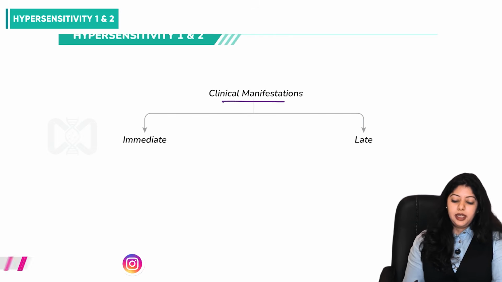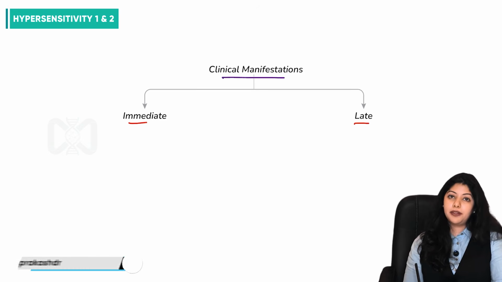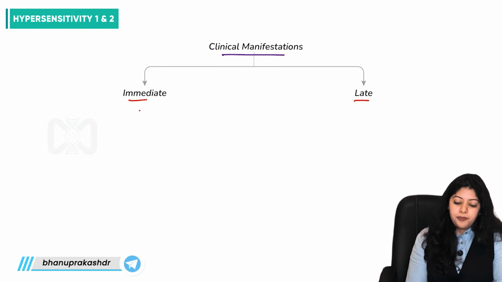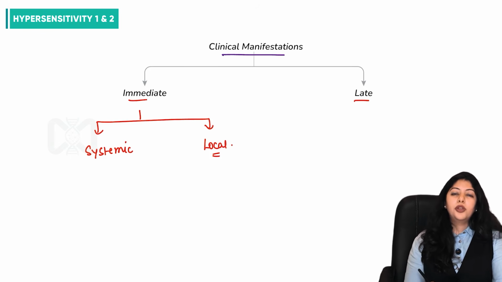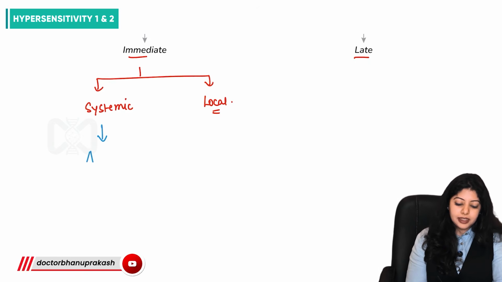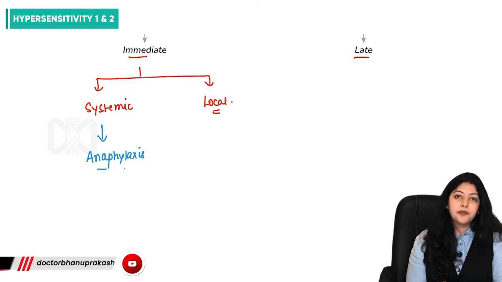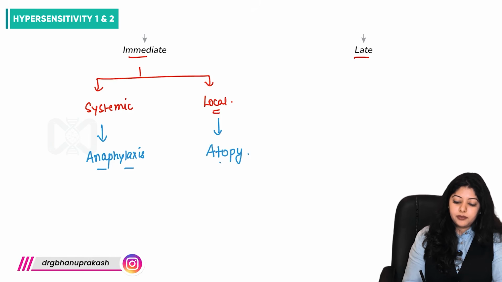Firstly, you should know that there can be immediate manifestations as well as late manifestations. And immediate can be in the form of systemic manifestations as well as local manifestation. So what is the systemic manifestation known as? It is anaphylaxis. Whereas the local manifestation is known as atopy.